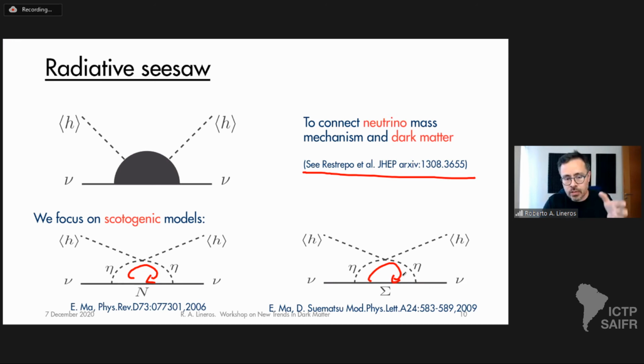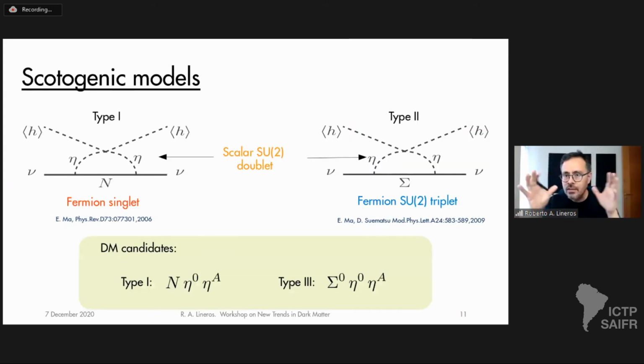So in principle, there are different models within the Scotogenic class. The class can be very broad, but there are kind of two classes that are used as a base or inspiration. There's type 1 and type 3. Sorry, I didn't change it the last time. Type 3 structure for the tree-level seesaw.